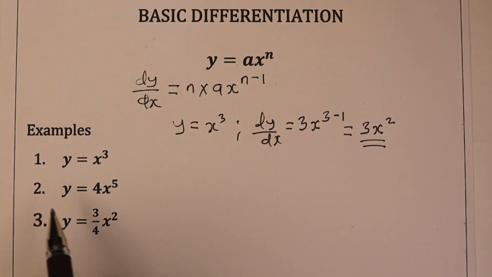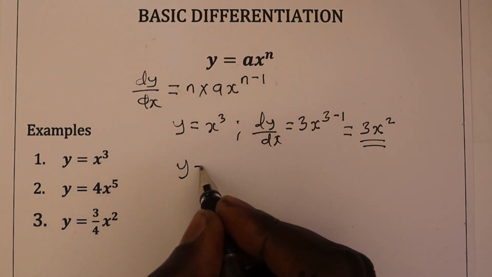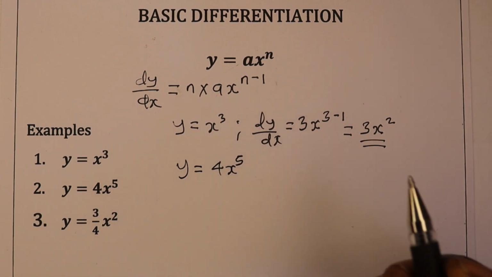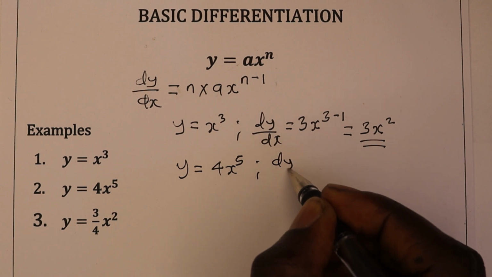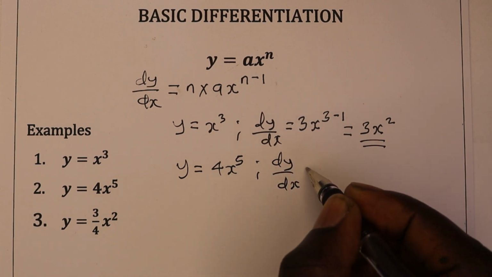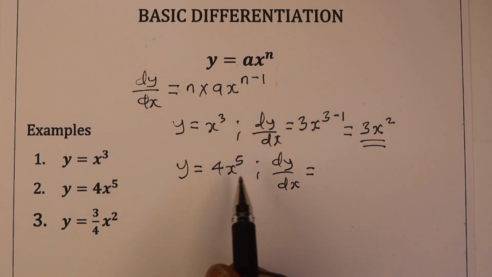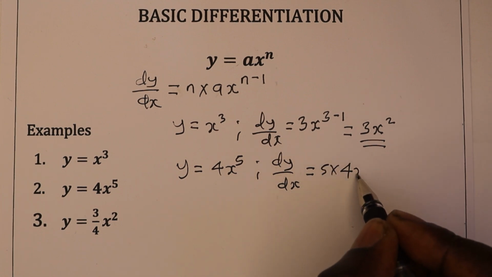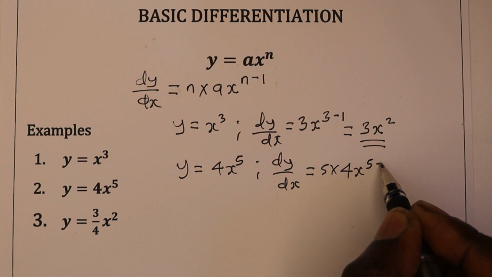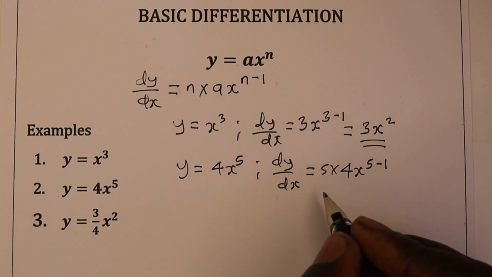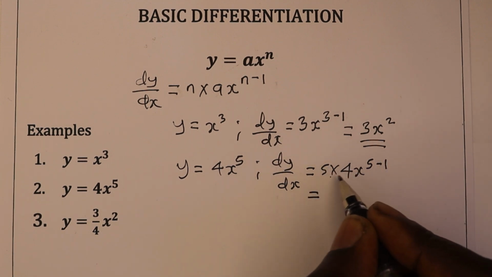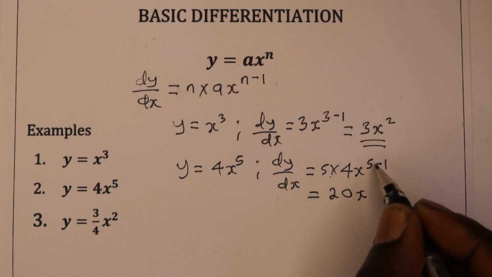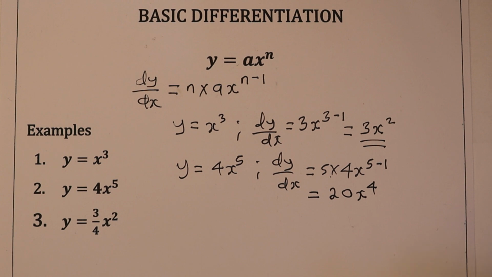Then for the second example, where you have y is equal to 4x raised to power 5, dy dx will involve multiplying by the power, that is 5 times 4 x raised to power 5, then reducing the power by 1, so that you have 5 times 4, that is 20, then x raised to power 5 minus 1, that is raised to power 4.